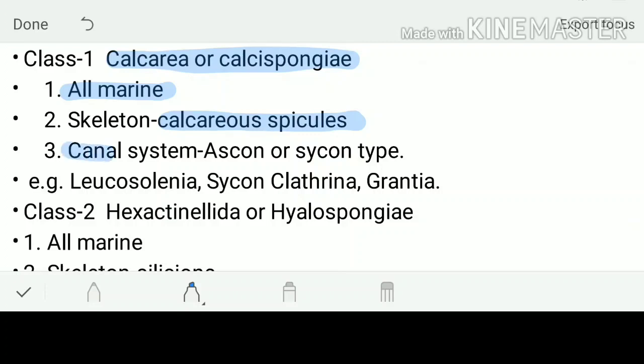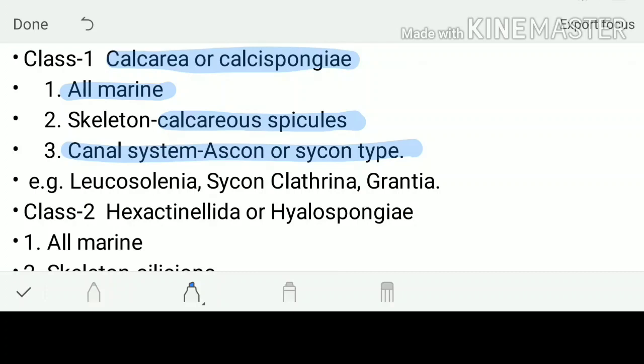Now the water canal system, or what we call the water circulatory system, is asconoid or syconoid type. What does this mean? There are three types of water vascular system: asconoid, syconoid or leuconoid. If only one single osculum is present and many ostia are present, that is called asconoid, the simplest form. If the ostia are larger but still only one osculum is present, that is called syconoid. And if many oscula are present, it is called leuconoid, the most advanced one, to increase the body size.